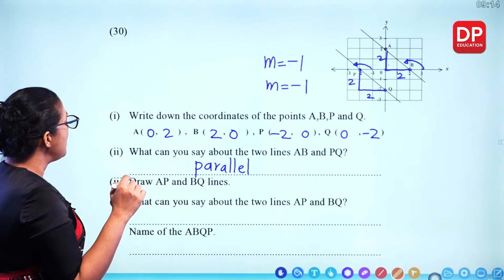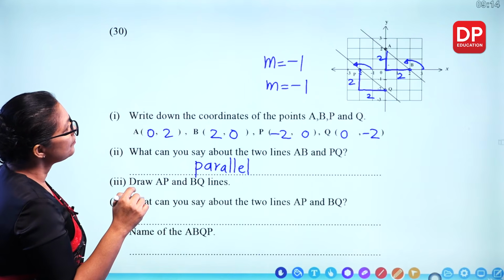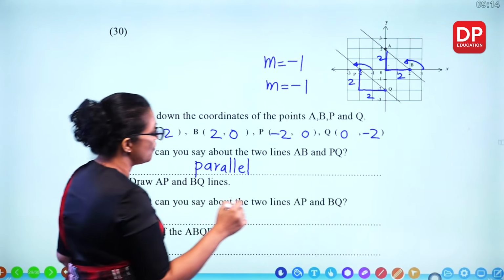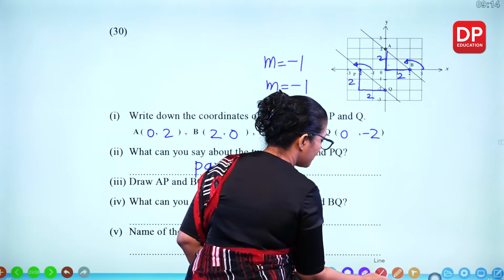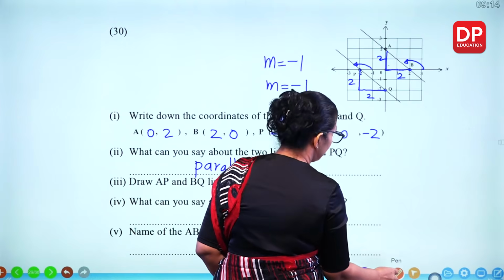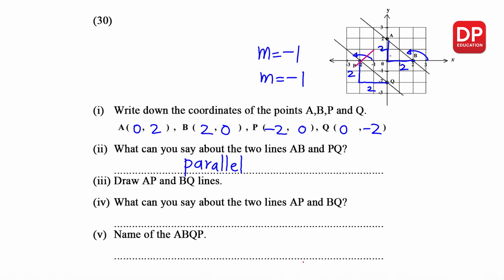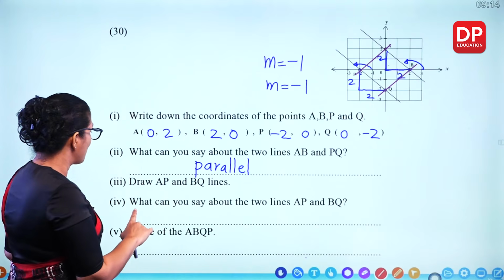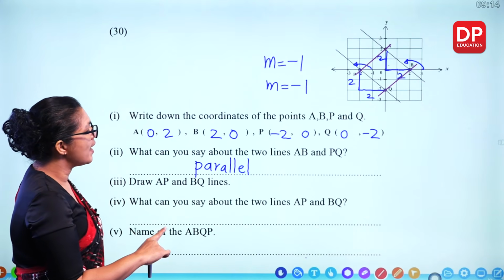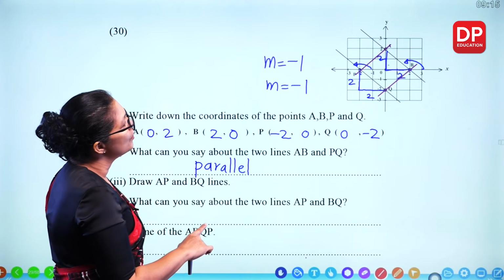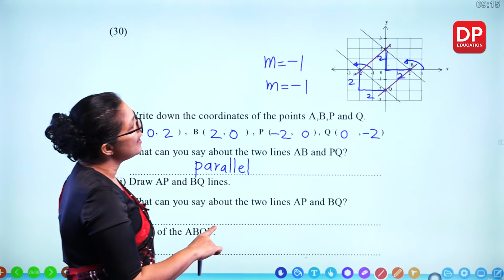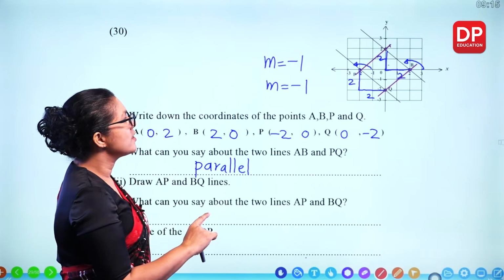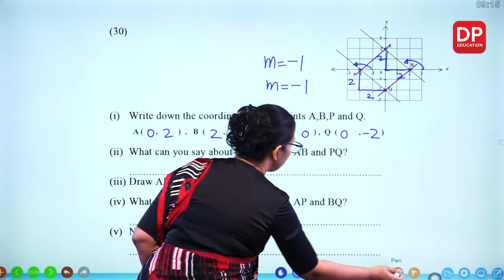Draw AP and BQ lines. So we'll connect AP, this one. BQ, this one. What can you say about the two lines AP and BQ? We can see that these two lines also are parallel.